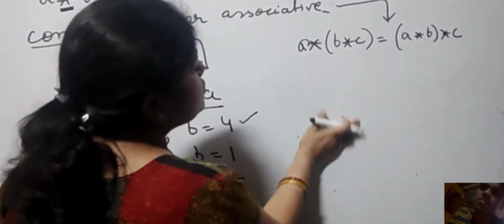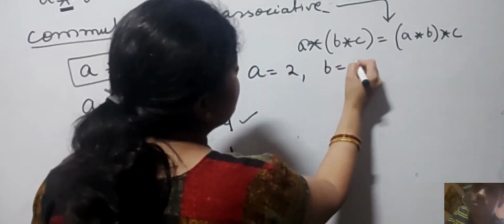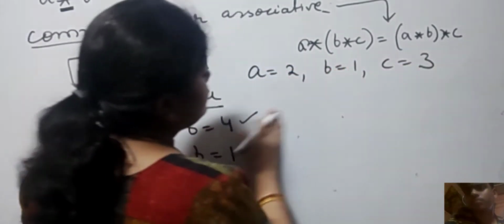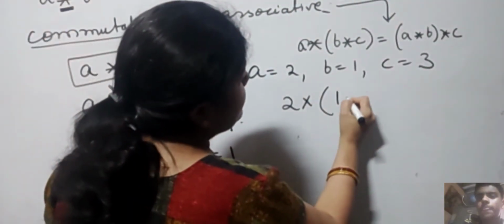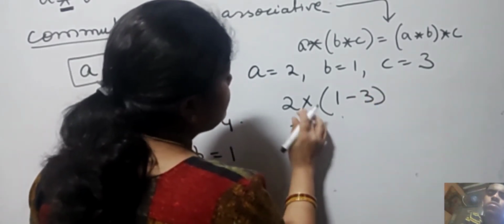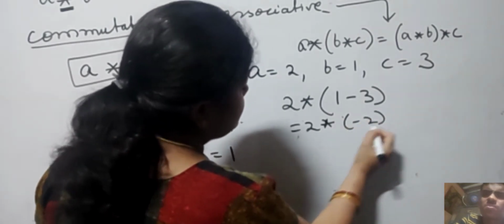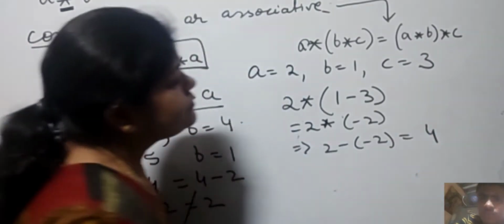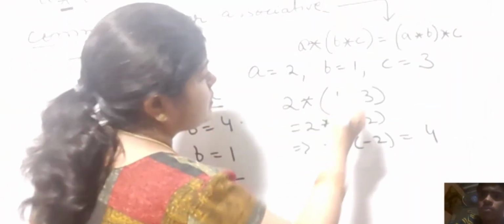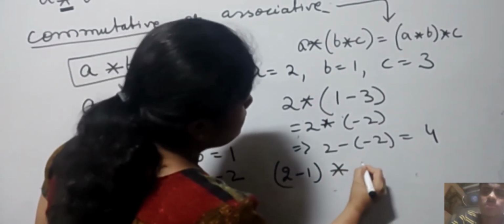Okay. In the same way, associativity you can also do. Here we can take three values: 2, let it be 1, let it be 3. Then A operation B operation C, that means 1 minus 3, it is minus 2. That means 2 minus minus 2. What we get? 4.